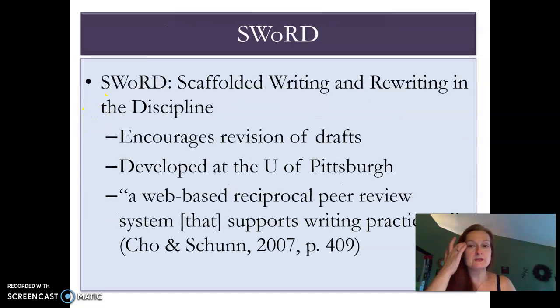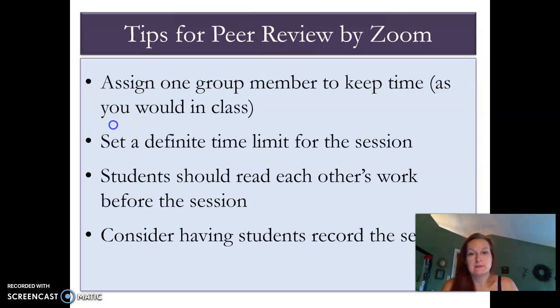Then there's something called SWORD, which is Scaffolded Writing and Rewriting in the Discipline, which encourages revision of multiple drafts. It was developed by the University of Pittsburgh, and they describe it as a web-based reciprocal peer review system that supports writing practice. So that's SWORD. You can check that out as well.